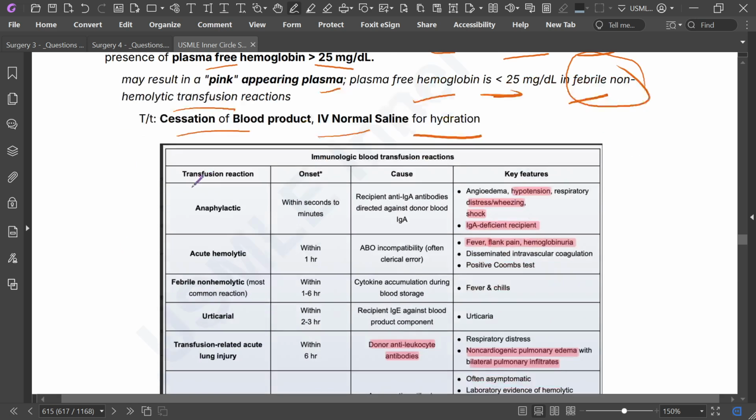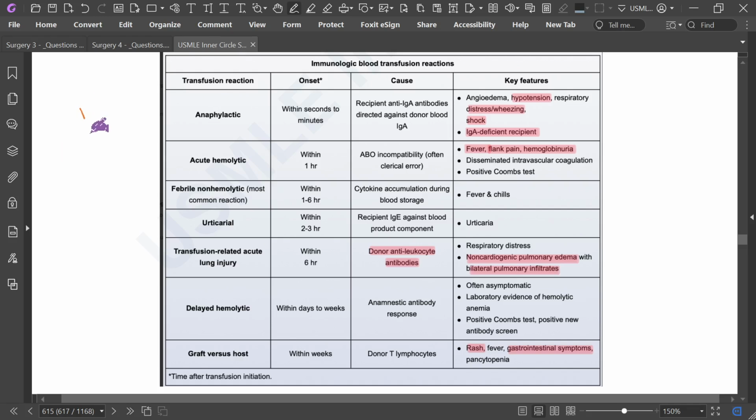Okay, now transfusion reactions. These boxes are very high yield. Anaphylactic is the recipient's anti-IgA antibody. Acute hemolytic is ABO incompatibility. Febrile non-hemolytic is cytokines accumulating during blood storage. Allergic is recipient IgE to a blood product component. TRALI is donor anti-leukocyte antibody. Anaphylactic, A for anti-IgA antibodies.